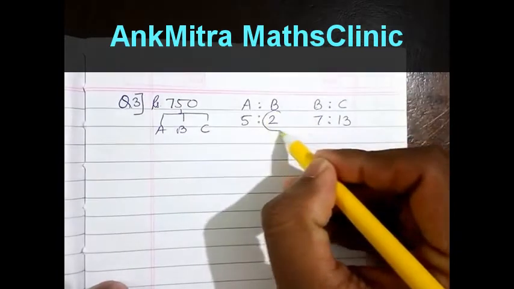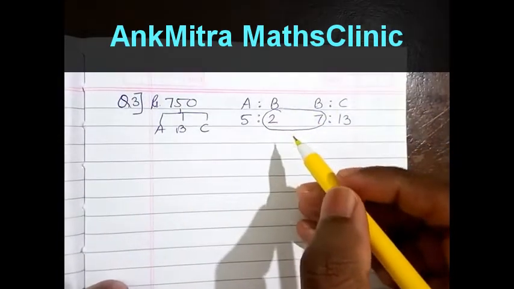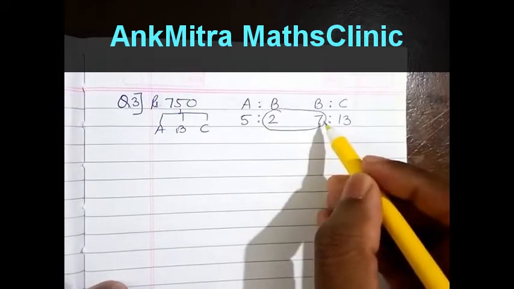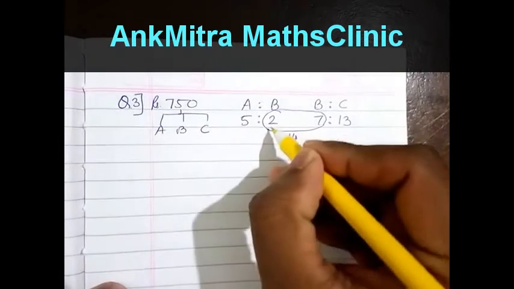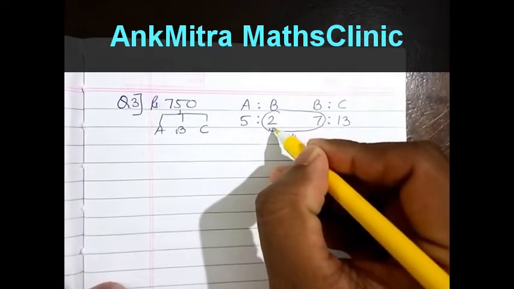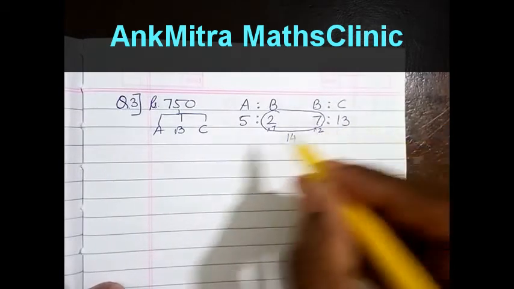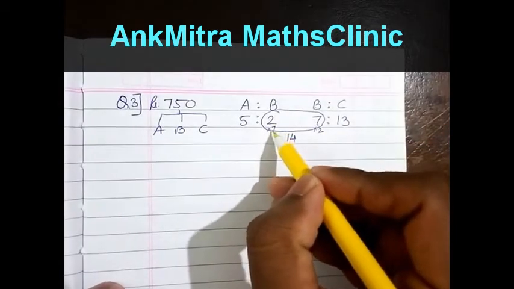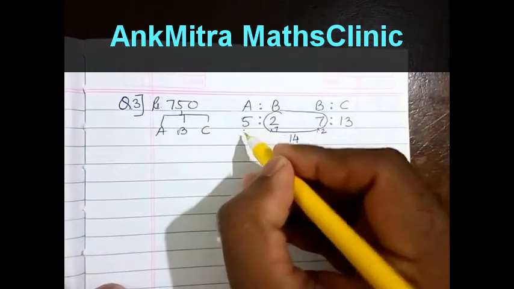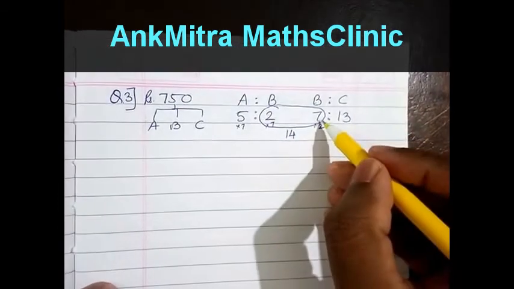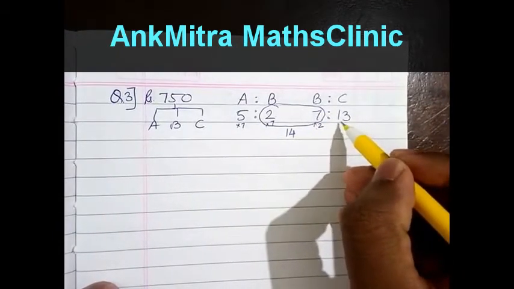So these two numbers have to be brought to a single number. The common number, that is the LCM of 2 and 7, is 14. So bringing it to 14, this number is to be multiplied by 7, whereas this number is to be multiplied by 2. So if this number is multiplied by 7, the corresponding value in the ratio will also have to be multiplied by 7. Similarly, since this 7 is multiplied by 2, the corresponding value in this ratio will also be multiplied by 2.